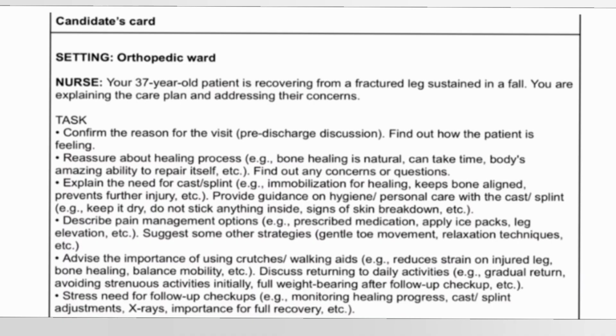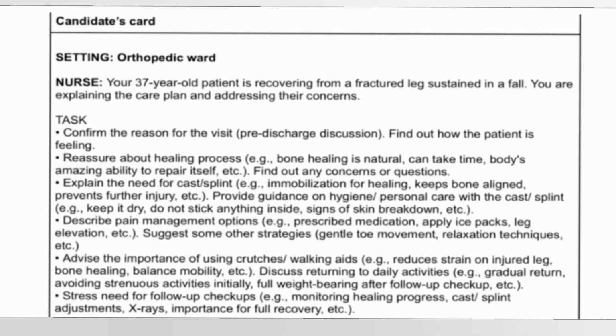Again, next sentences suggest some other strategies. Along with this, we can also say, I would also suggest you some strategies which will help to reduce pain, are do gentle toe movements and also do some relaxation technique or therapies. So, are you following my point, or are you getting my point, or is that clear to you? Like this we have to ask the question, checking the understanding of the patient.